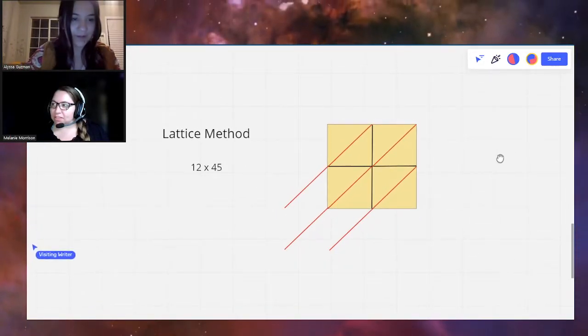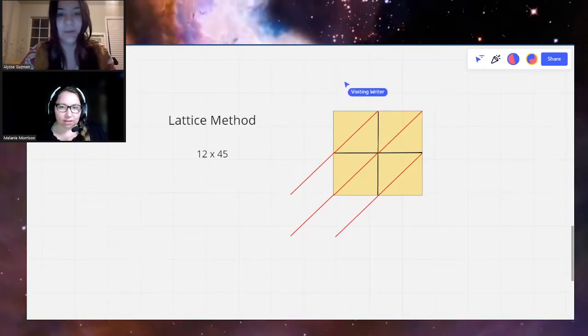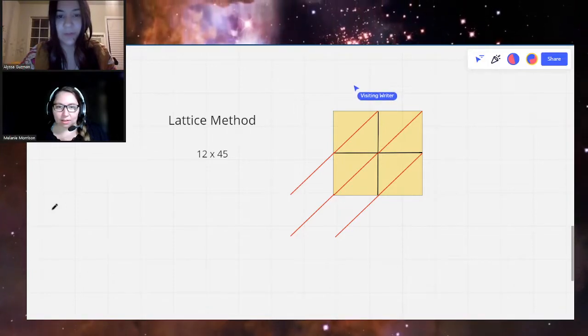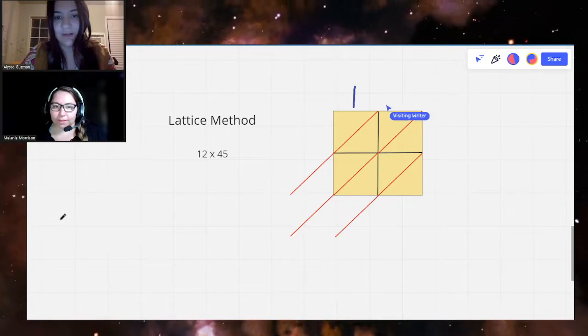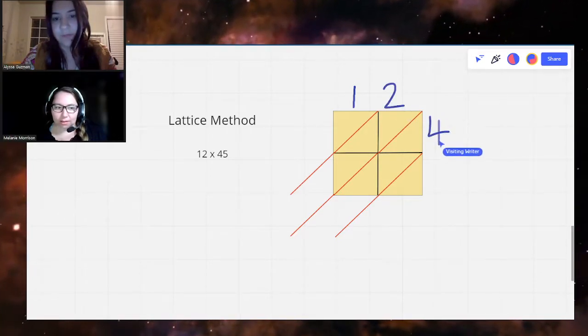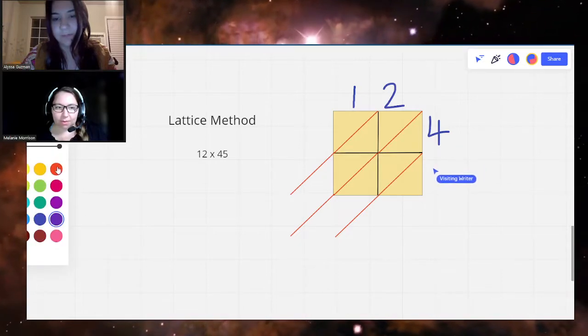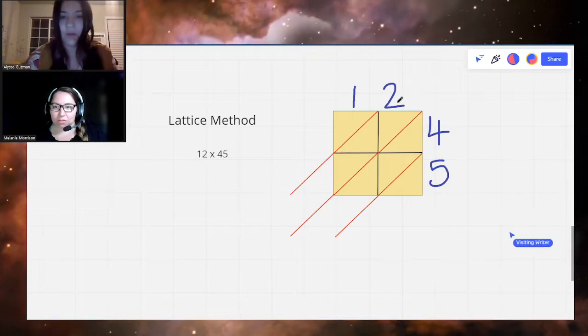Miss Guzman, what is the first thing that we should do here? Right, we should write our numbers on their columns, our horizontal numbers. So we're going to put 12 right here, and the 45 in the vertical space right here. Perfect. All right. And then we can multiply our squares.